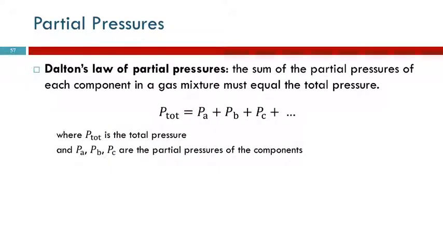Dalton's law of partial pressures. This says that the sum of all those partial pressures from each gas in a mixture equals the total pressure. So the total pressure is the pressure from gas A plus the pressure from gas B plus the pressure from gas C. However many different gases are in there, you add them all up and that equals the total pressure.